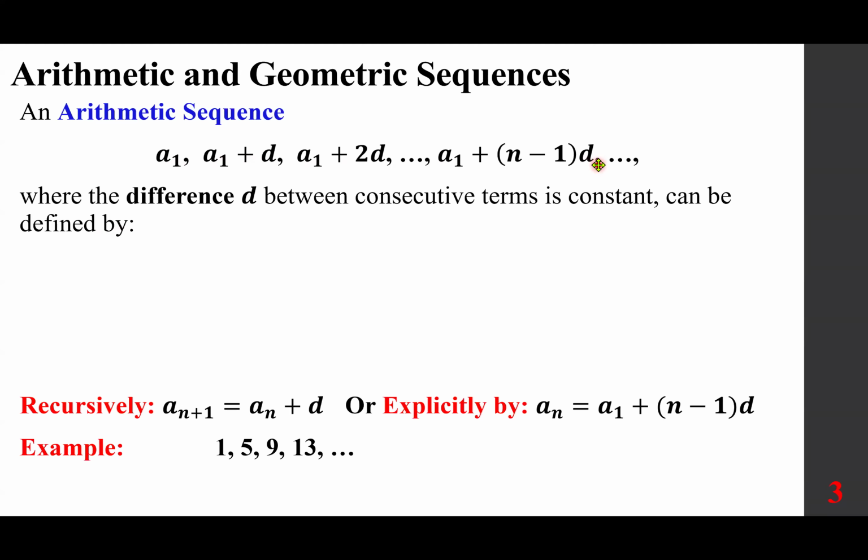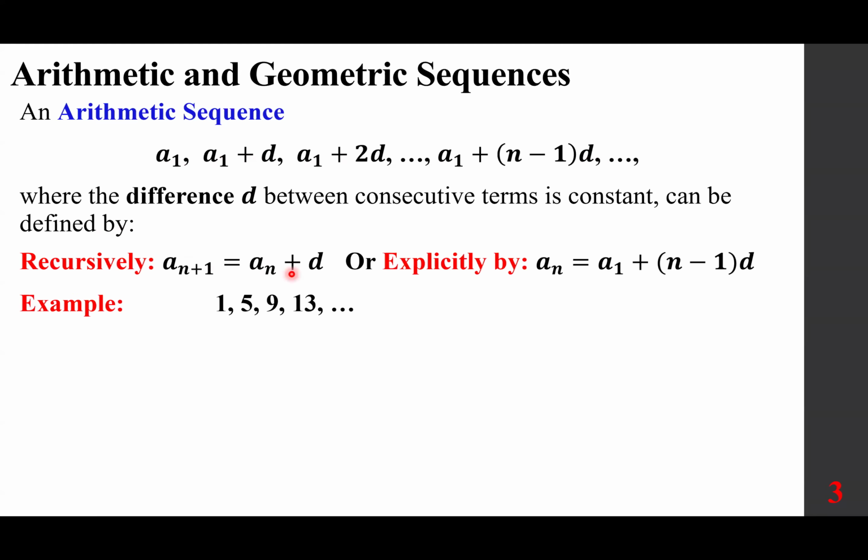So we can define them in two ways. Recursively, a sub n plus 1 is a sub n plus d. This means if you want a term, go to the previous one and add a d. Or explicitly by a sub n equals a sub 1 plus n minus 1 times d. That means in general, any term, start with the first one and then add n minus 1 times the distance. If you look here, 1, 5, 9, 13, we are adding 4. So the next one is 17 and so on.